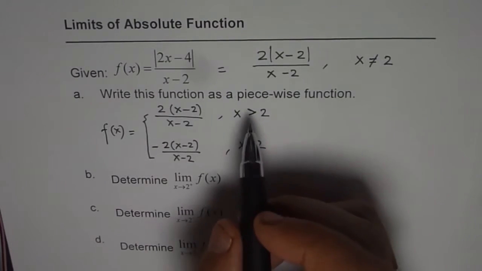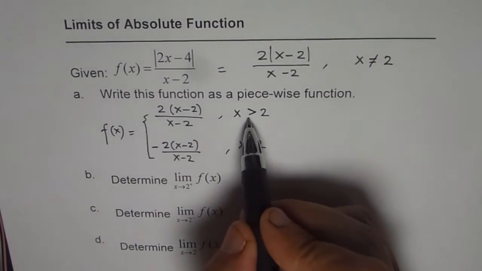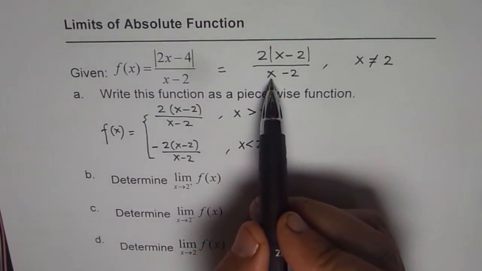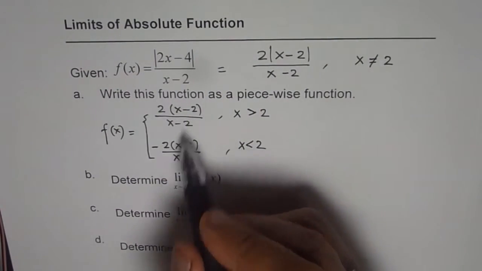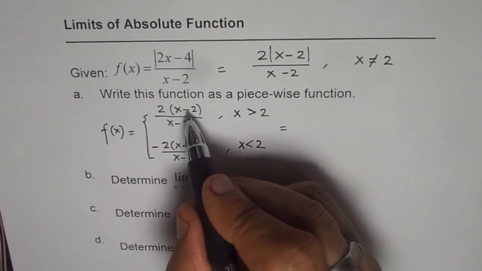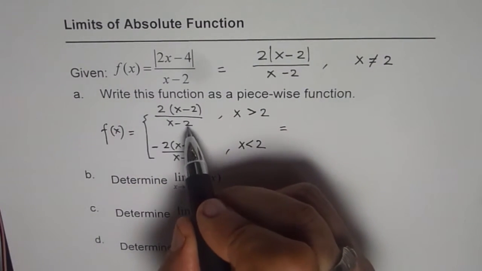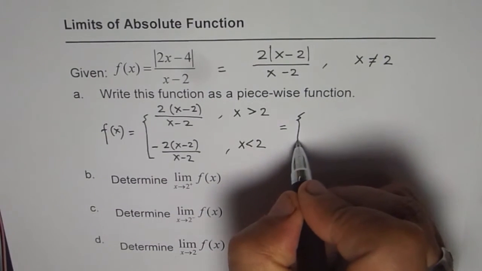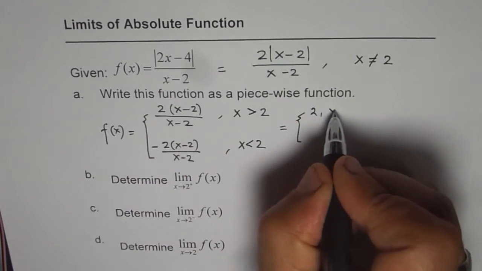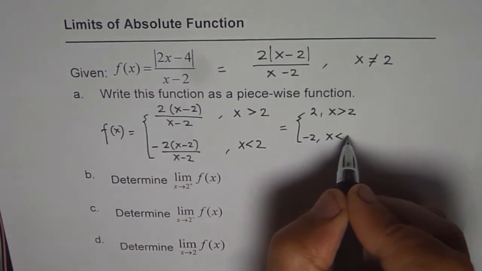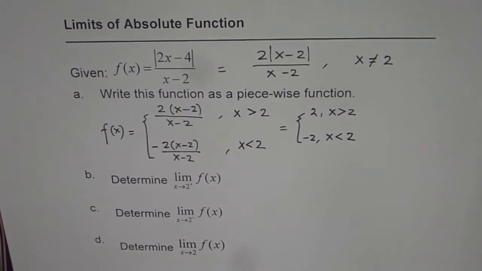Important thing to note here is that I'm not making it equal to on either side, since that is a restriction. The denominator cannot be equal to 0 at x equals 2. Now let's simplify this. If I simplify this, what do I get? X minus 2 cancels out, which indicates a hole at x equals 2, right? So we get this function as equal to 2 if x is greater than 2, and minus 2 if x is less than 2, correct? So that is how this function is.